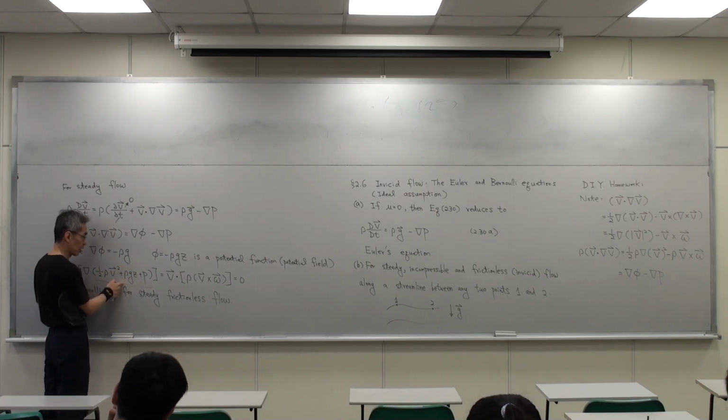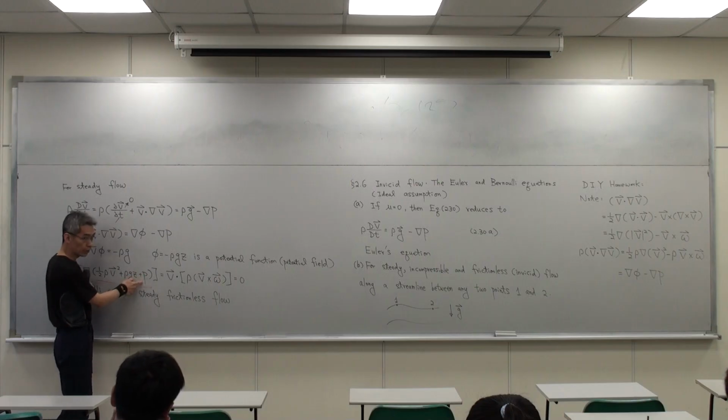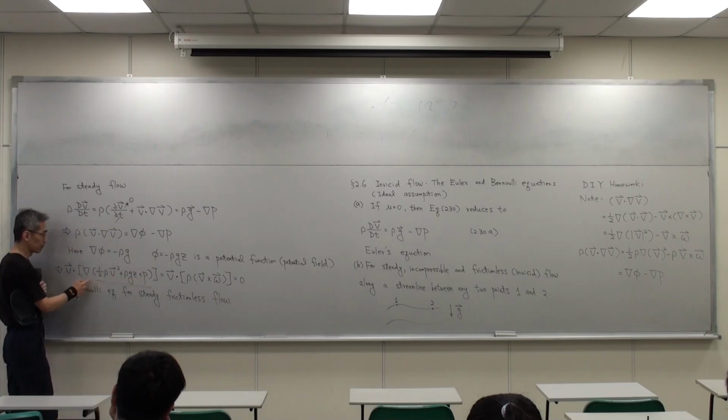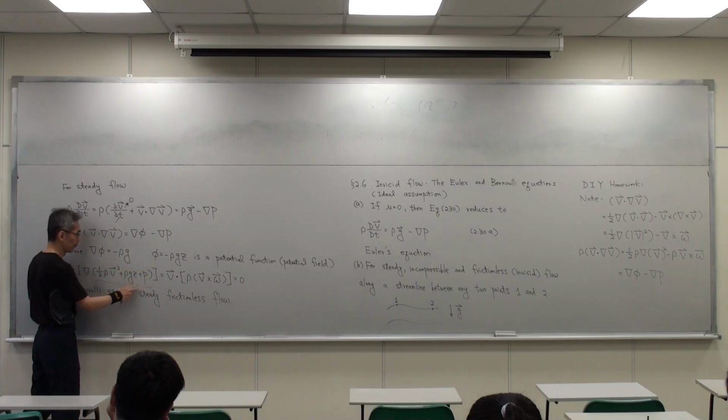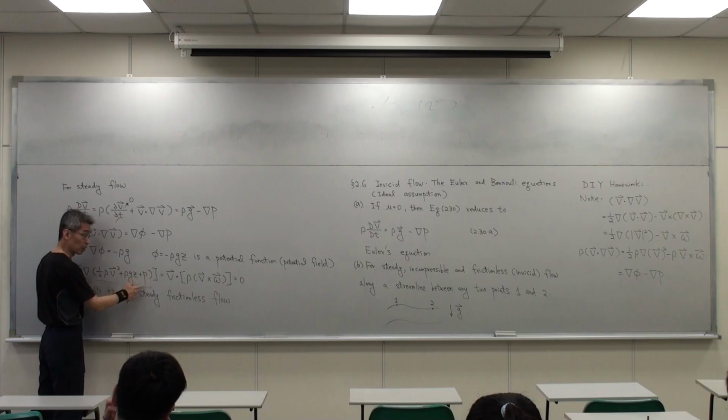And this term is basically a convection term for the total energy, because it includes the kinetic energy, potential energy, and the flow energy. So this term is for the steady flow. Now it becomes a certain level of constant.